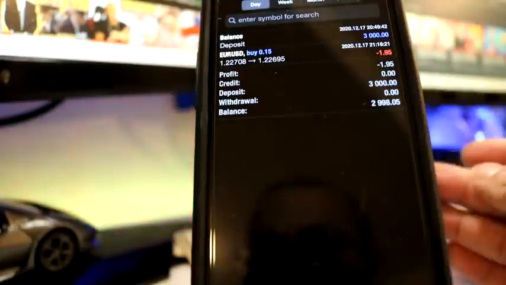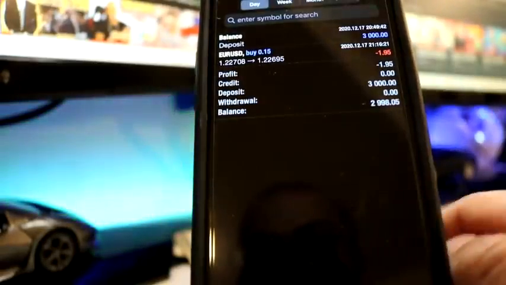All right, so very simple, very straight to the point. That's how that looks. And obviously, as you see here, my profit is negative $1.95. So that is the history tab.